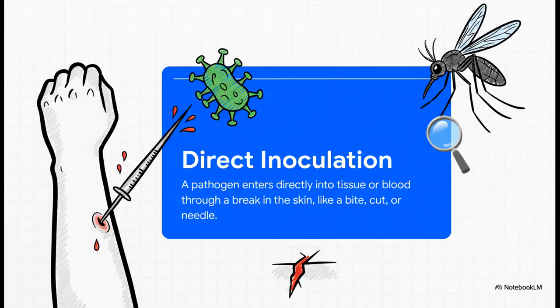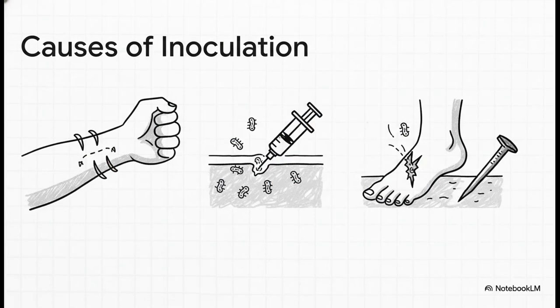All right, now for a route that's a little more intense. Direct inoculation. This is what happens when a germ doesn't just land on your skin, it gets a VIP pass straight past your body's number one security guard, your skin, and goes directly into your tissues or your bloodstream. We're talking about things like an animal bite that carries rabies, or a contaminated needle that transmits hepatitis B, or even just a rusty nail that gives you tetanus. You see the pattern. In every one of these, the germ gets to skip the line and is basically injected right into the body.